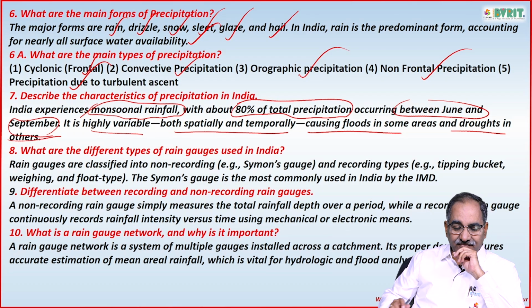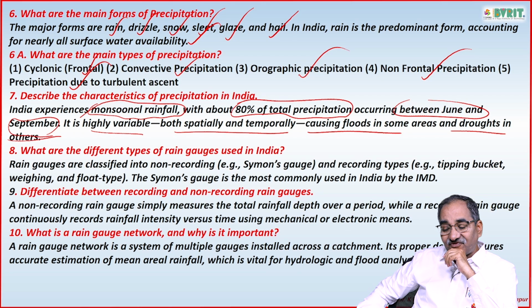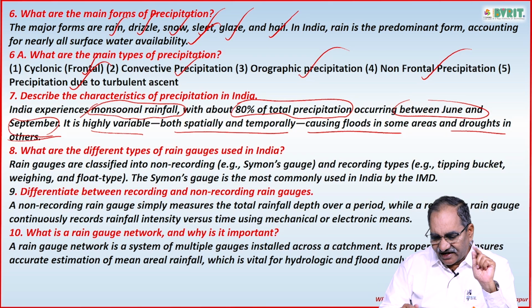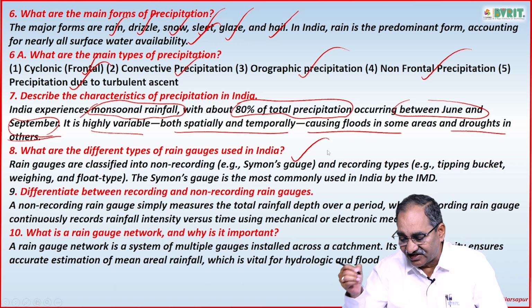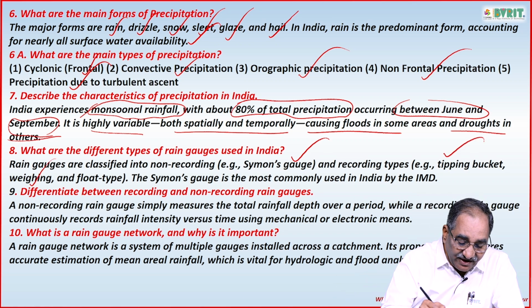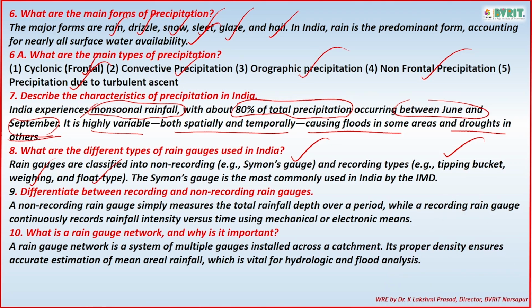What are the different types of rain gauges used in India? The different types of rain gauges are non-recording rain gauges and recording rain gauges. The non-recording rain gauge is Simon's rain gauge, whereas recording rain gauges are tipping bucket, weighing bucket, and float type. Simon's rain gauge is most commonly used in India.